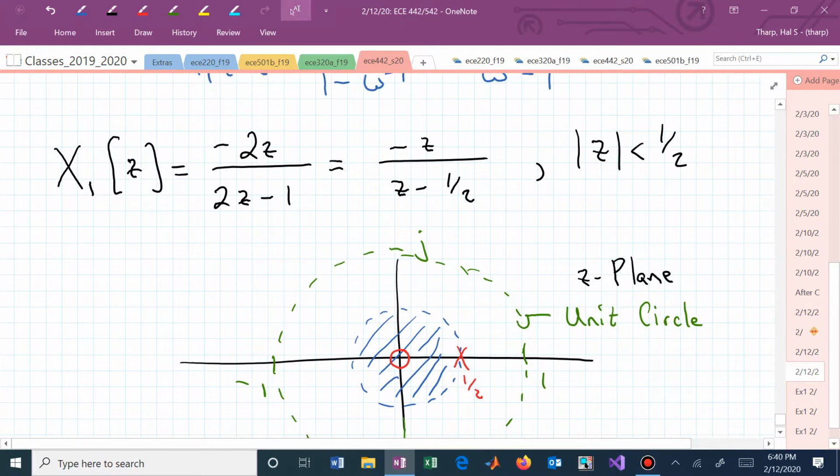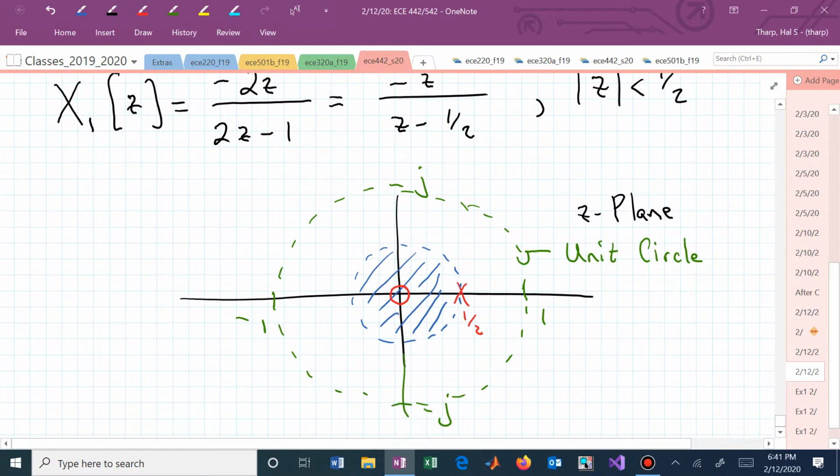Where did the 0 come from? I'm looking for finite values of z. Zeros are defined to be the values of z that cause the numerator polynomial to vanish. For this one, a finite value of z is too easy to see. It's when the numerator is 0, which is z equals 0. That's why I have a 0, or an open circle. That's my 0 in the z-plane.